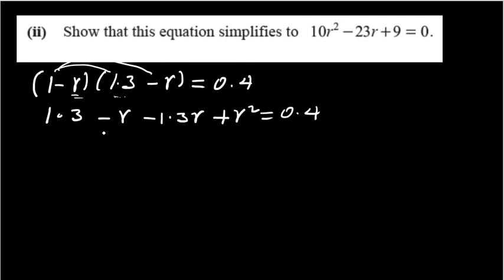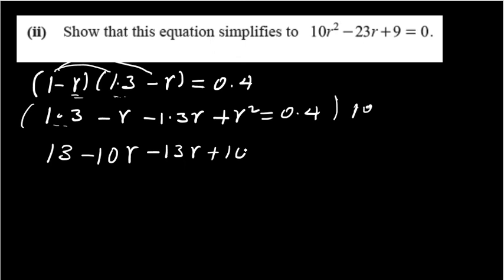At this point, we can multiply each of the terms by 10. The reason is that there are decimals here. Look, 1.3, here 1.3, here also 0.4. Each of the decimals, we can write the denominator over 10, then multiply by 10, or as it is, we can multiply all of them by 10. So when you multiply each of the terms by 10, 10 times 1.3 will be 13, minus 10R, minus 13R, plus 10R square, is equal to 4.